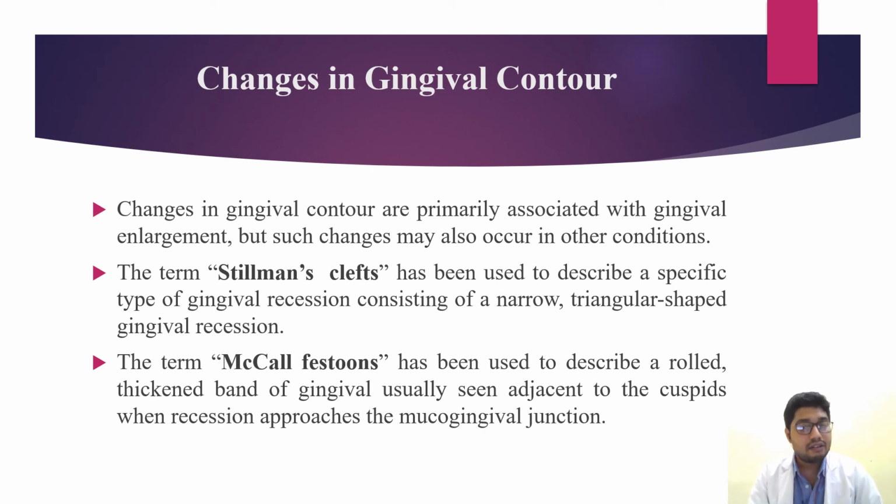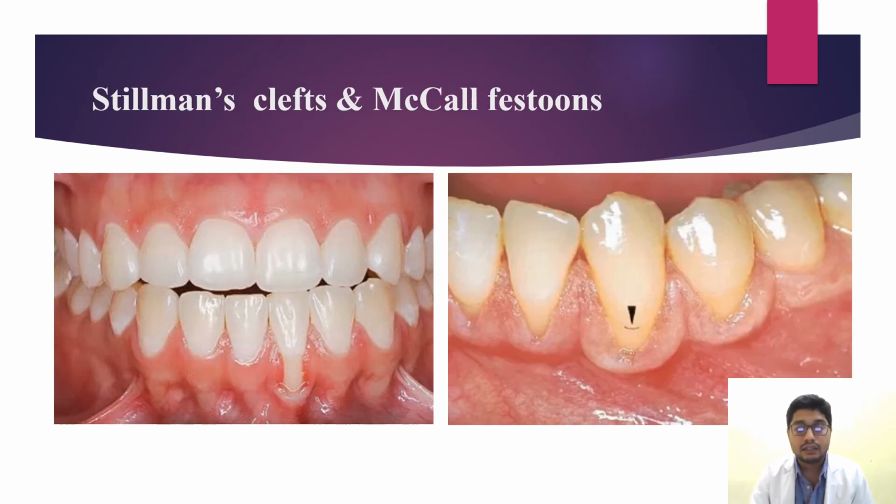The term McCall's festoons has been used to describe a rolled, thickened band of gingiva usually seen adjacent to the cuspids, especially in the canine regions. You can see this when recession approaches the mucogingival junction. The first image shows that narrow area of recession, Stillman's cleft, and this is a McCall's festoon. See the festoon, the fibrotic bands over the cuspid areas.